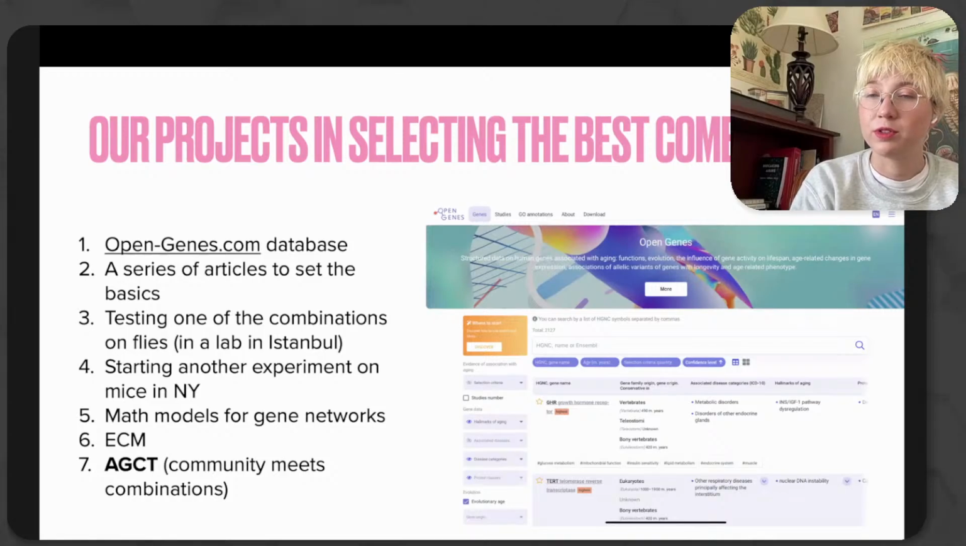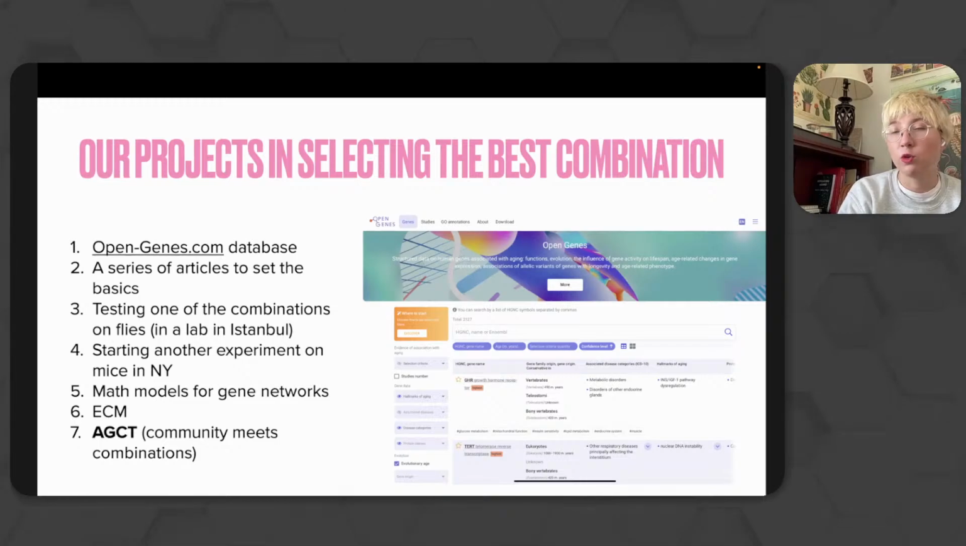First, we built a database of genes associated with aging and longevity. It's called Open Genes. It's a 100% open database. We just combed through many articles which mentioned some alterations in genes.